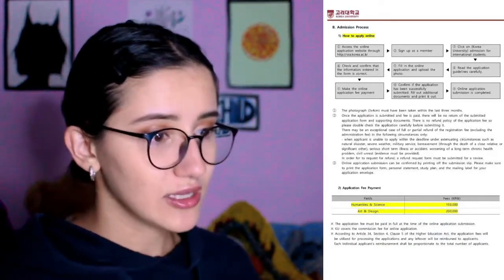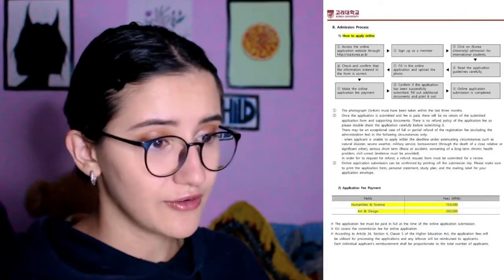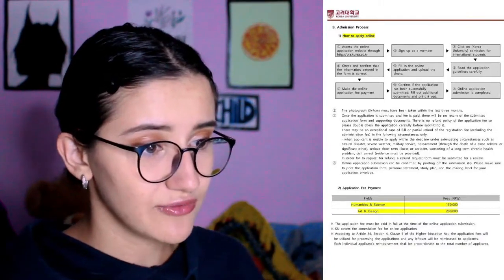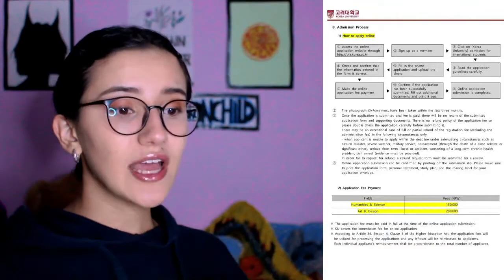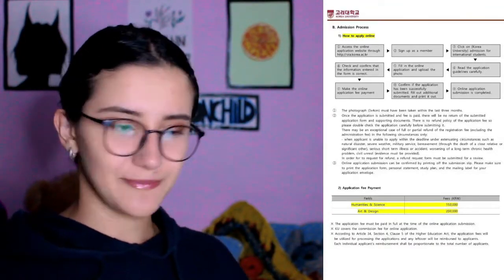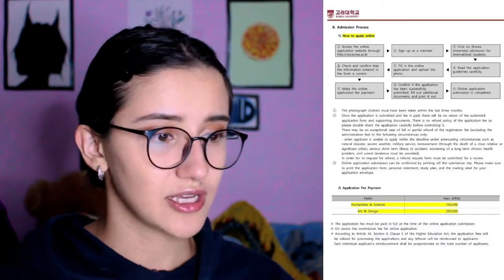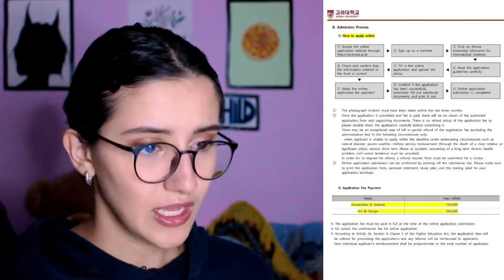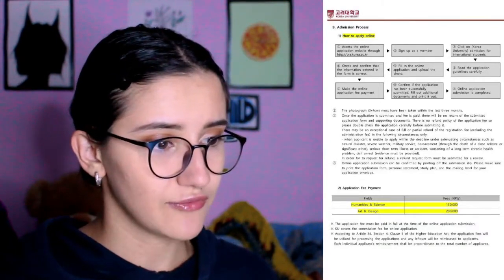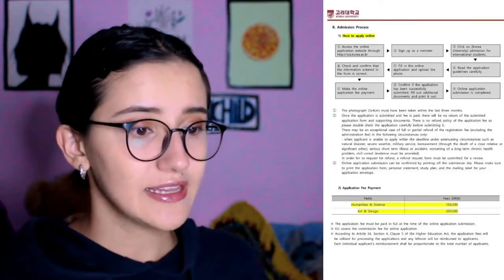Then, 7, make the online application fee payment. 8, confirm if the application has been successfully submitted. Fill out additional documents and print it out. And 9, online application submission is completed, okay? And also, online application submission can be confirmed by printing off the submission slip. Please make sure to print the application form, personal statement, study plan, and the mailing label for your application envelope, okay? And I think you need to write your ID number on the envelope when you send your documents.